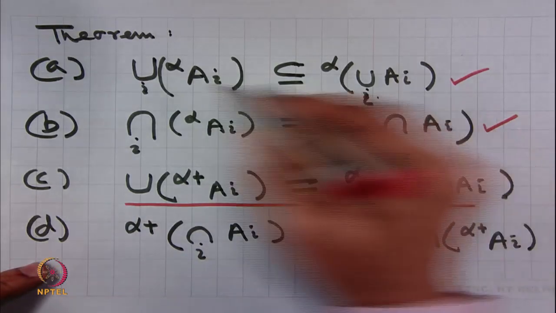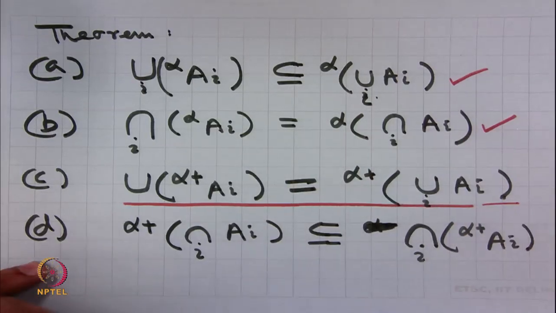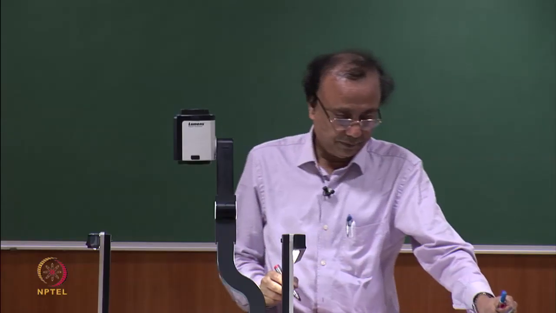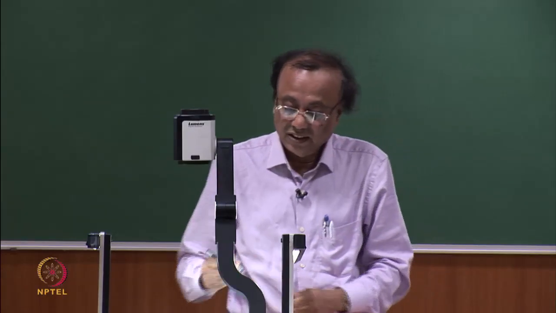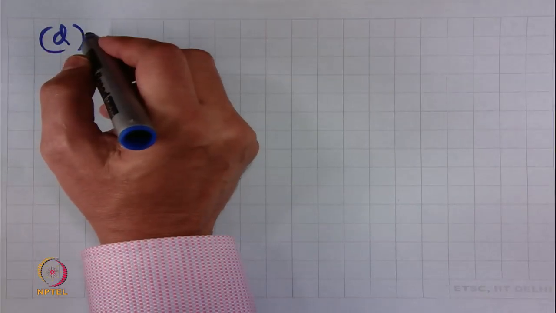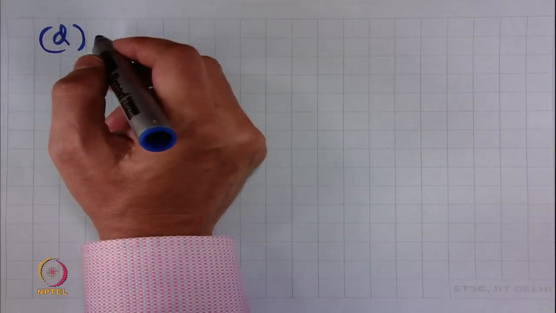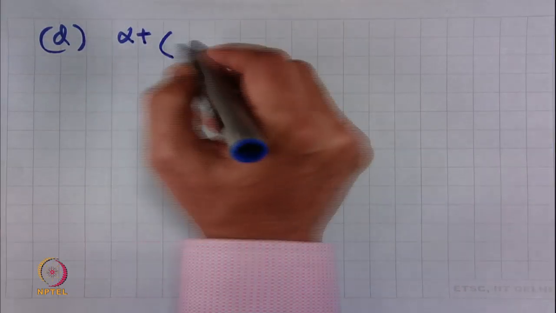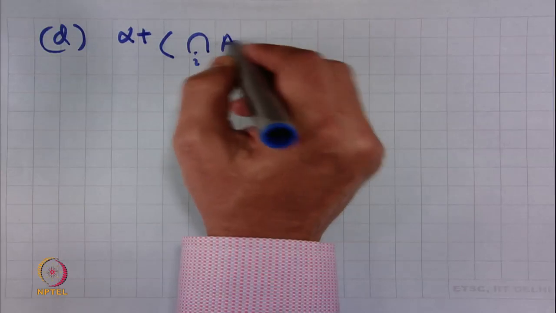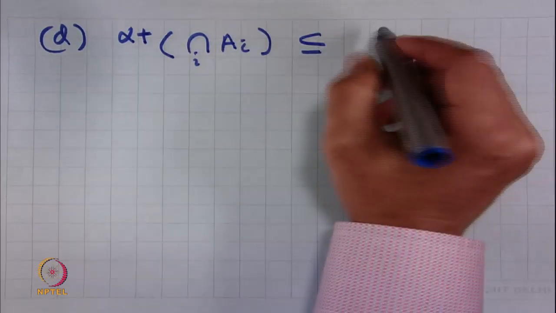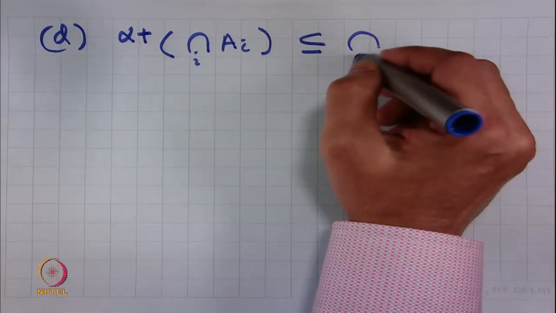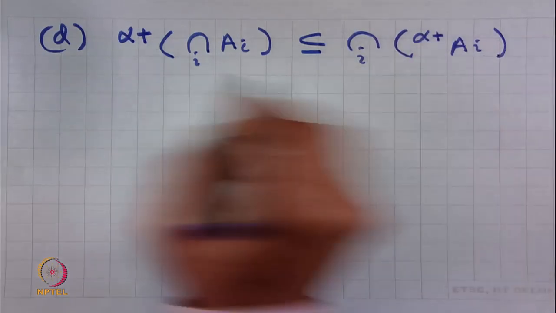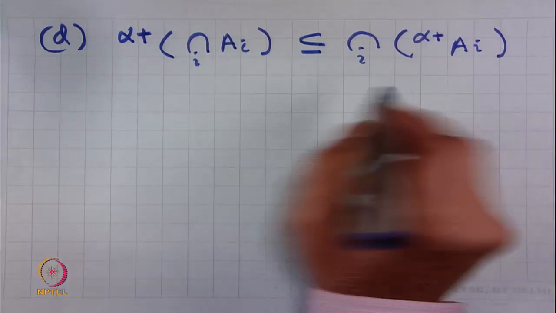In a similar way, one can prove result C. I leave it as an exercise, but what I prove now is result D. So, result D is the following. It shows that alpha plus cut of intersection over I of A I is contained in intersection over I of alpha plus cut of A I. Note that here it is strict containment.